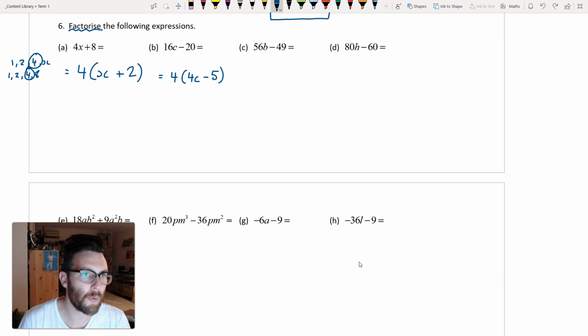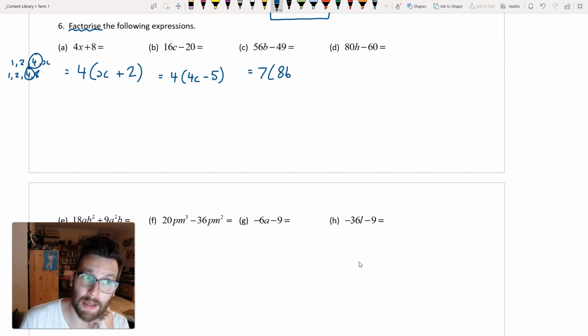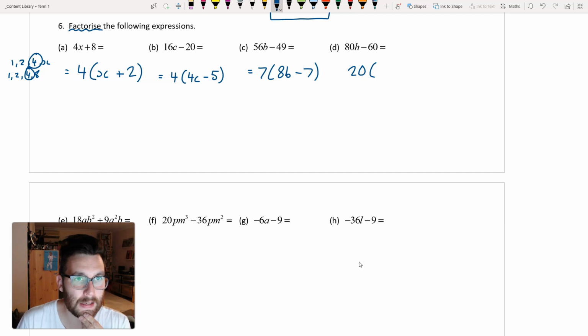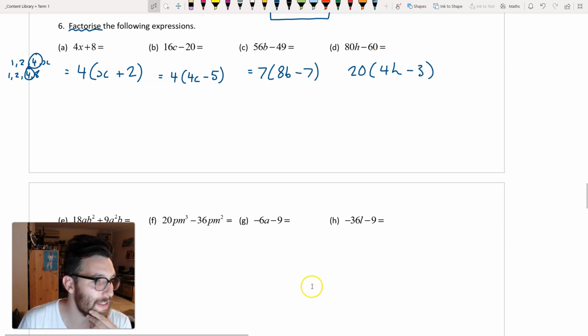Okay, 6c. So if we're looking at 56b take 49, highest common factor of 56b and 49 is going to be 7. 7 goes outside, to multiply to get 56b, we'd need to multiply by 8b. And then to get to -49, we need to multiply by -7. Then for 40h take 60, highest common factor for those will be 20. We need to multiply that by 4h to get to 80h, and then by -3 to get to -60.